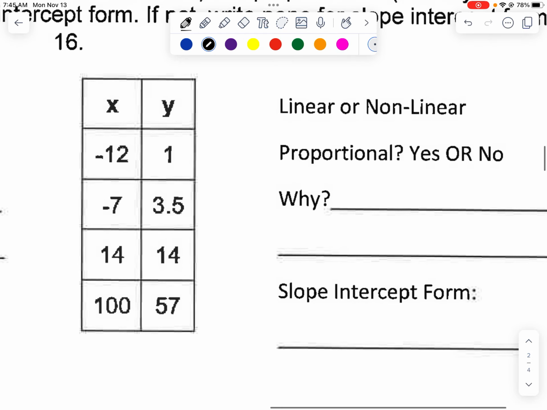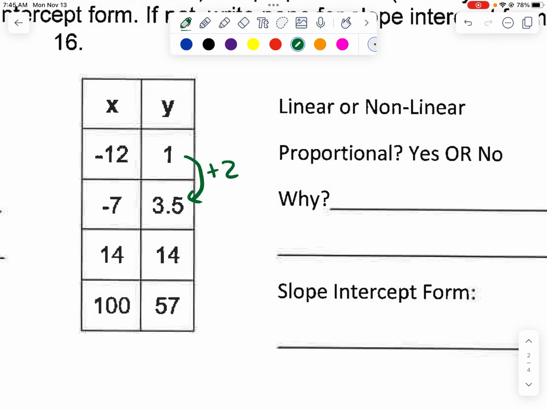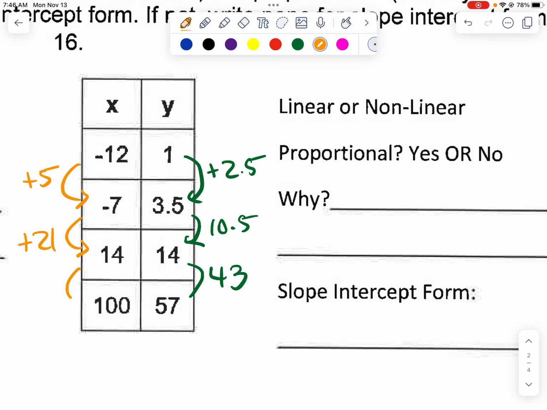This one. Okay. From here to here, I go up 2.5. From here to here, go up 10.5. From here to here, I go up 43. From here to here, I add 5. From here to here, I add 21. From here to here, I add 86.